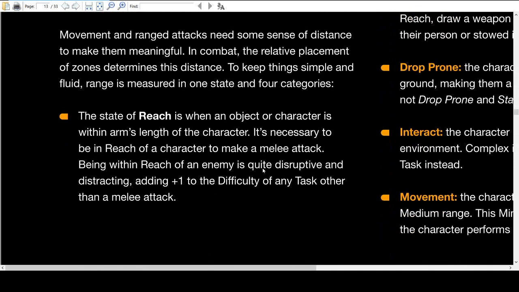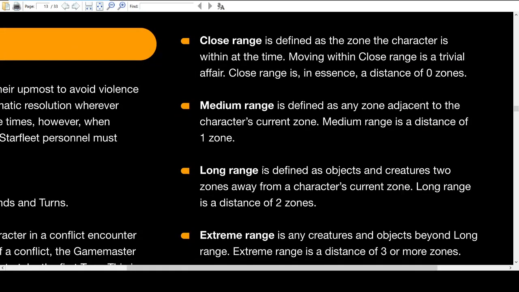Right. The state of reach is when an object or character is within arm's length of the character. It's necessary to be in reach of a character to make a melee attack. Being within reach of an enemy is quite disruptive and distracting, adding +1 to the difficulty of any task other than a melee attack. Close range is defined as the zone the character is within at the time. Moving within close range is a trivial affair. Close range is in essence a distance of 0 zones.